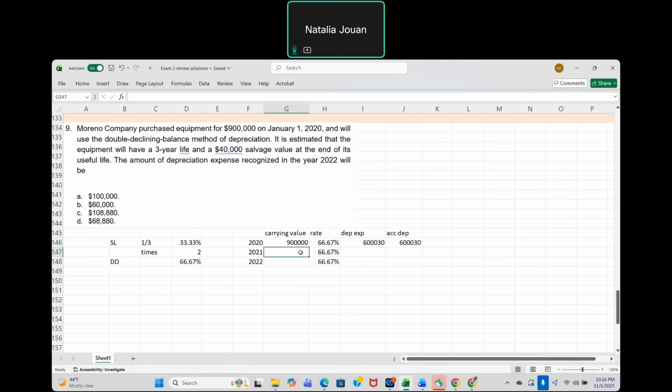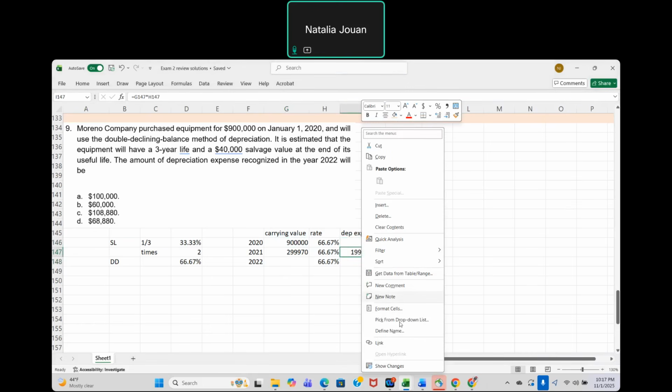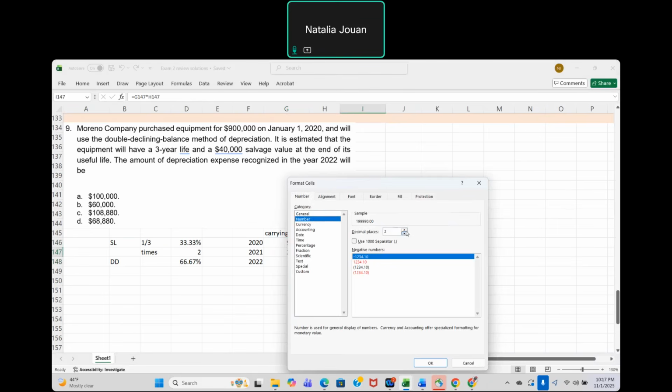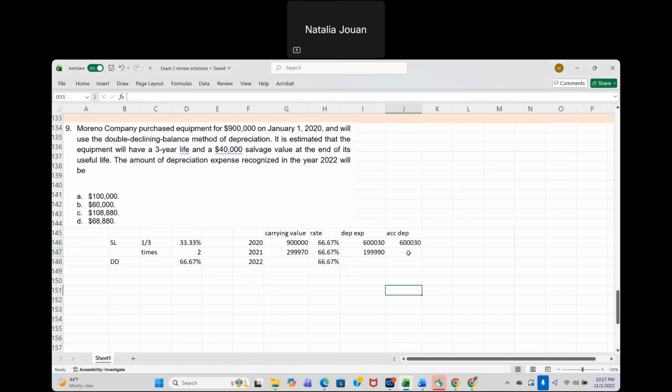Now, the carrying value, the second year, would be the amount that we have in the historical cost minus the accumulated depreciation. Okay, so that is your carrying amount, historical cost minus accumulated depreciation. So now we're gonna depreciate the same way since we have the formula. Okay, let's round this. For sales numbers, you don't want any decimals.